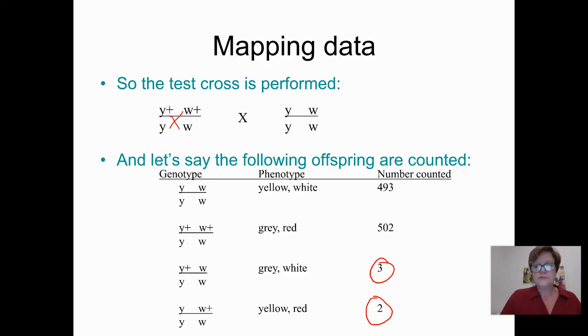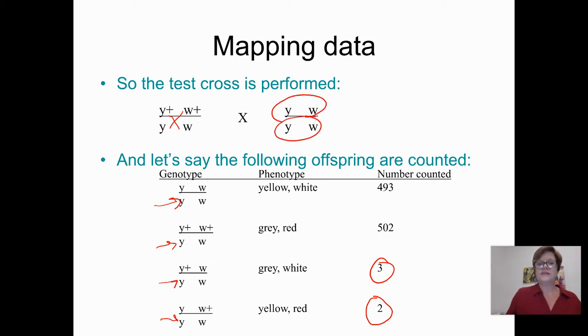And we're going to use this data set to figure out the distance between gene Y and gene W. Right. So we did the test cross exactly as you're supposed to, a double heterozygote cross to a completely recessive individual. And then in each of these cases, this chromosome on the bottom represents the chromosome that came from the father, either this or this.